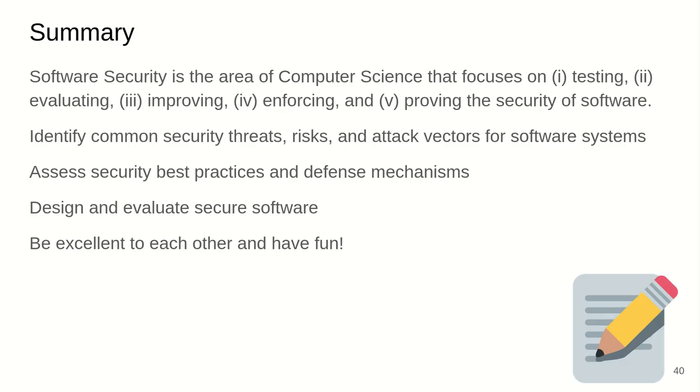So as a summary, software security is the area of computer science that focuses on testing, evaluating, improving, enforcing, and proving the security of software. Your goal is to identify common security threats, risks, and attack vectors of software systems, assess security best practices and defense mechanisms, design and evaluate secure software, and all in all, the goal of this course is also to be excellent to each other, understand security issues, and after all, have fun.